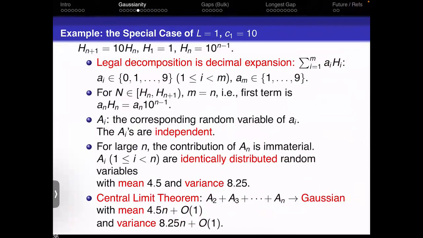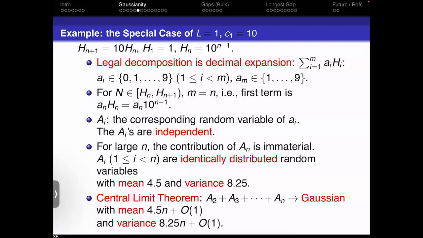Now, what I want to do is try to motivate this by looking at an easier problem. So rather than looking at the Fibonacci numbers, let's look at something simpler. Instead of a recurrence relation of depth 2, let's look at a recurrence relation of depth 1. And since most of us, not all of us, have experience in writing things in decimal, let's look at the decimal expansion. So I'm going to let hn plus 1 be 10 times hn.